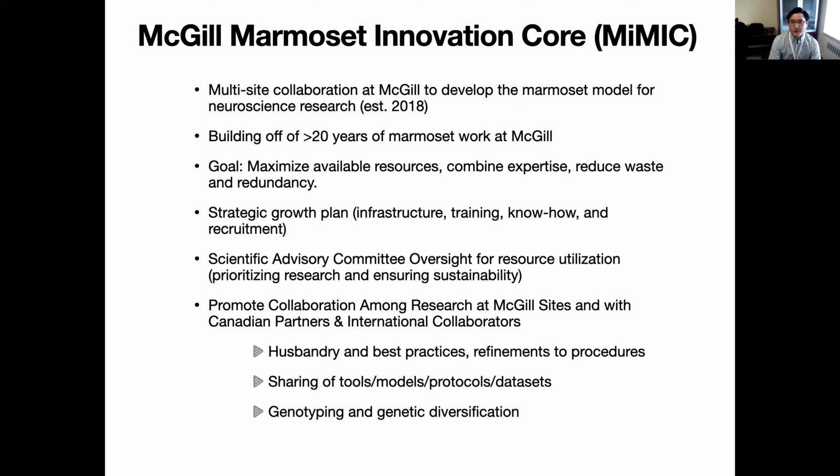For the last part of the talk, I just want to focus on what we're doing at McGill to implement the marmoset model. I spoke to you a lot about what the marmoset model is, and some of the advantages, but also constraints and challenges. Taking all this into account, McGill decided many years ago to create an integrated initiative where researchers from across the entire campus, at both the main university and the hospital-based research institutes, work together to develop the marmoset model and its use for neuroscience research.